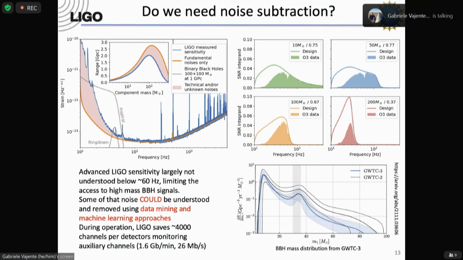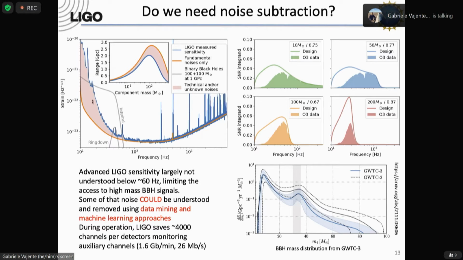So in blue, you have the actual sensitivity measured during the last run. And in orange, the curve here is an estimate of what the sensitivity should be if we had only fundamental noises. So if you were limited by simply thermal noise and quantum noise, or stuff that is really fundamental in some sense. So you see that this red region here below something like 60 hertz is the gap. So how much worse we are with respect to what we could and would like to do.